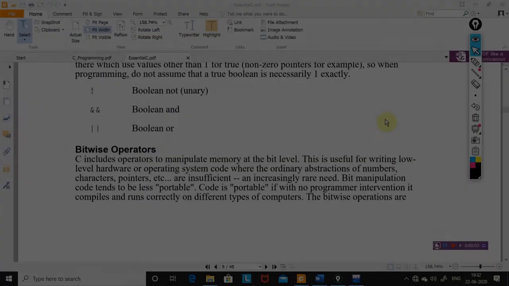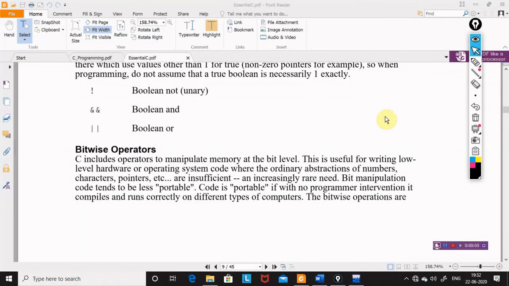Next we'll discuss bitwise operators. Now in C, it is possible to perform operations on a bit level. That means we can perform operations on individual bits instead of performing operations with 8 bits or bytes at a time, as we had done using logical operators earlier.